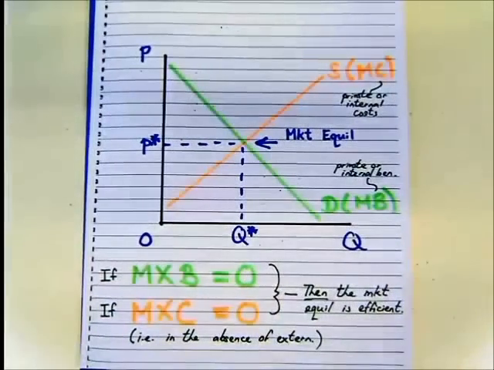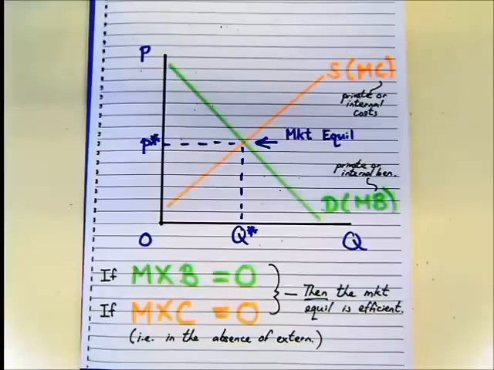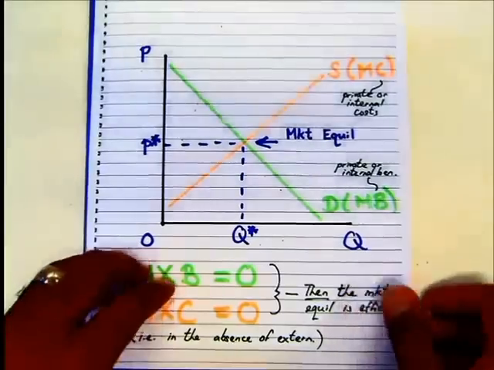So we've seen in the previous section that a market is efficient so long as there are no external benefits on third parties, no positive externalities on third parties, or if there are no external costs, negative externalities on third parties. There are four situations that could occur.